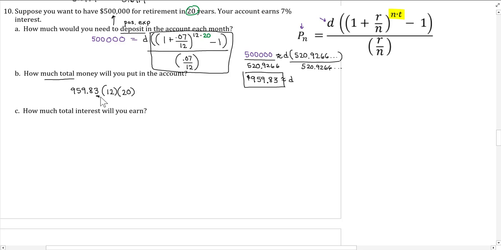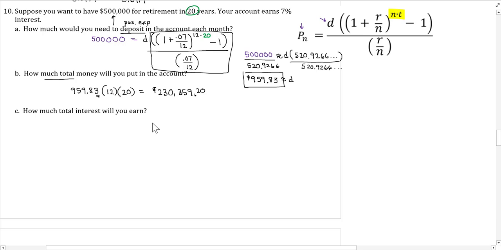So 959.83 times 12 and times 20, or you could just multiply it by 240. And I get an answer of $230,359.20. Even though you have a 0.2, you want to add the 0 for cents.